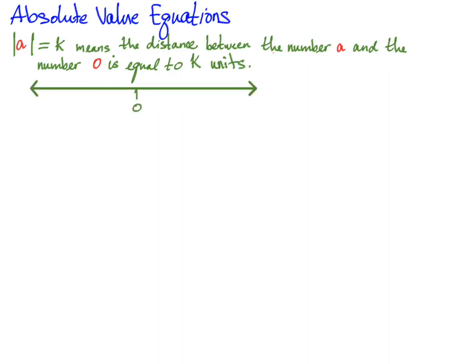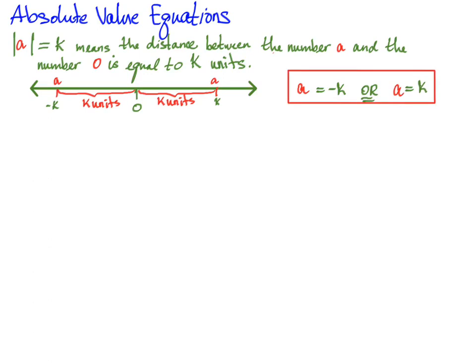There's 0. Now there's two directions we can go. We can go left or we can go right. So if we go k units to the right, we land at the number positive k. If we go k units to the left, we land at the number negative k. And those are the only two possibilities. So a has to be equal to one of those numbers, either negative k or positive k. So the only two solutions to that equation are a equals negative k or a equals positive k.